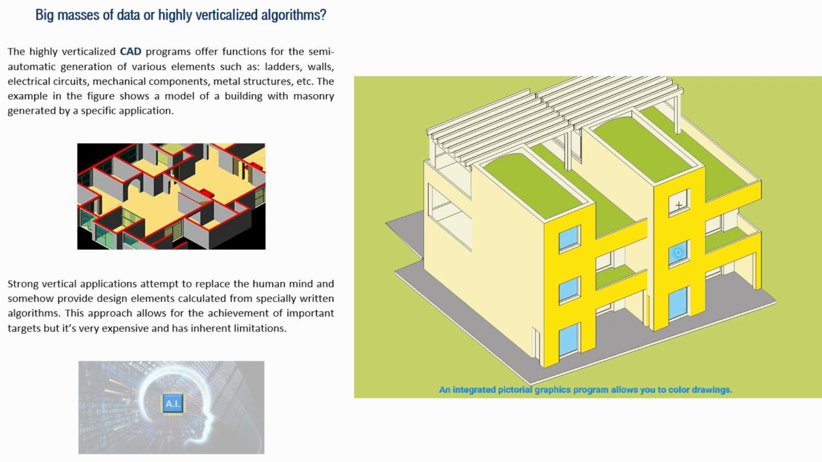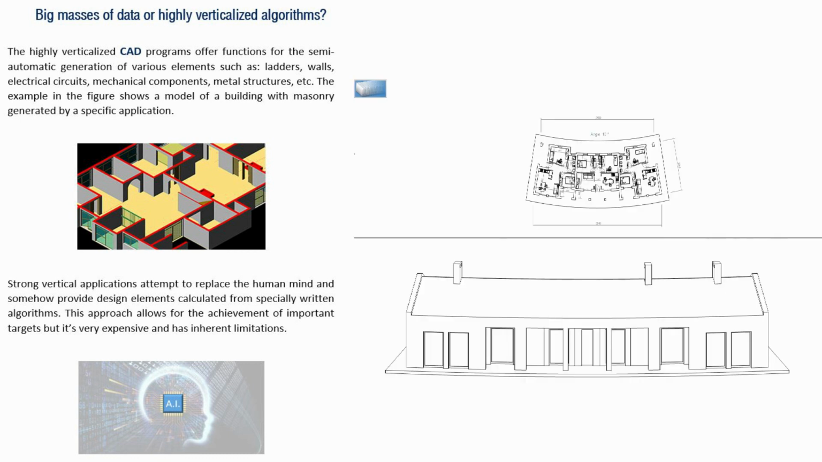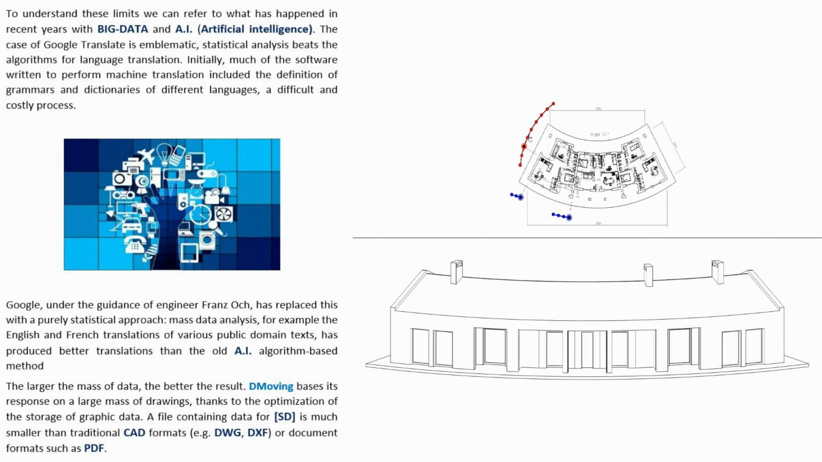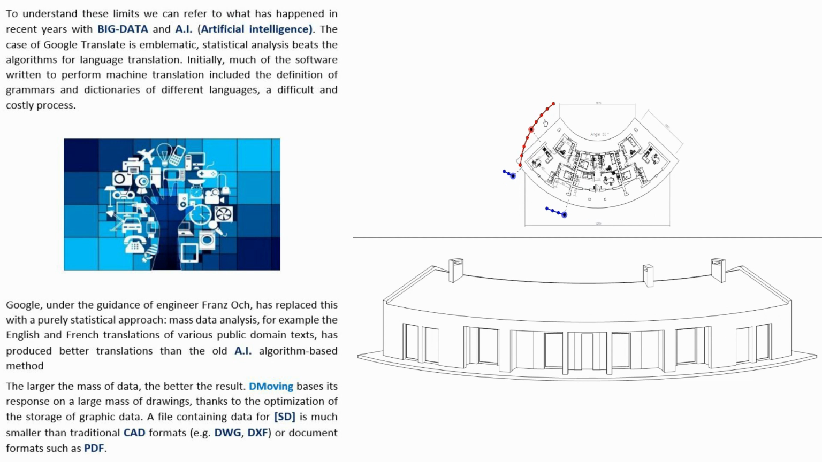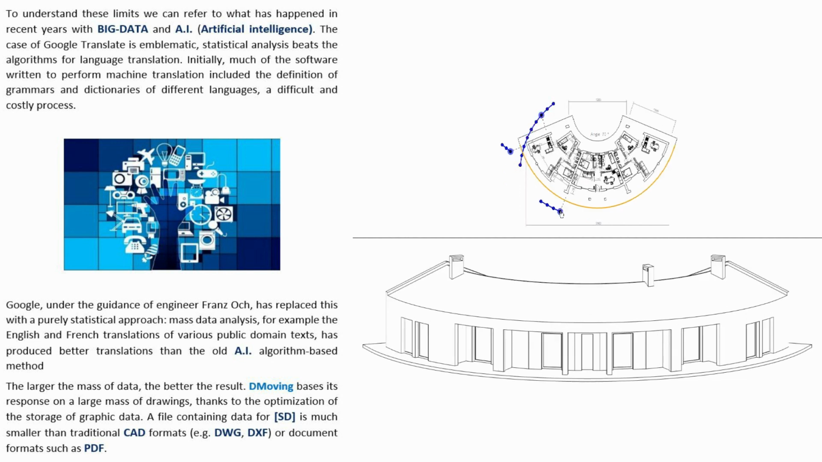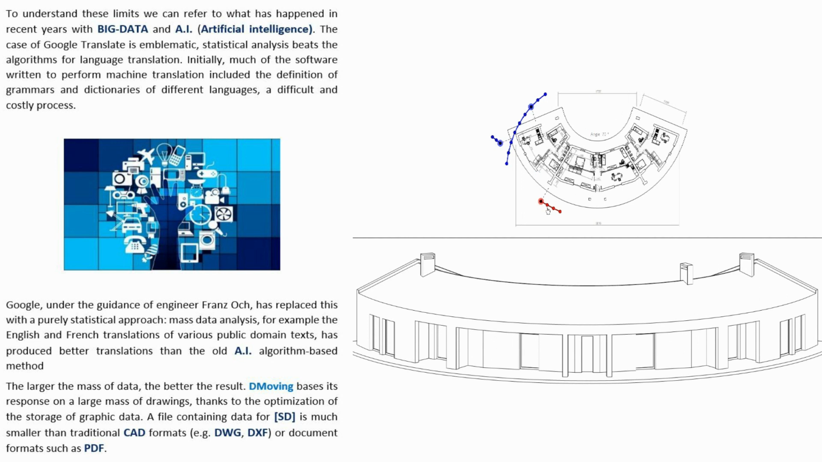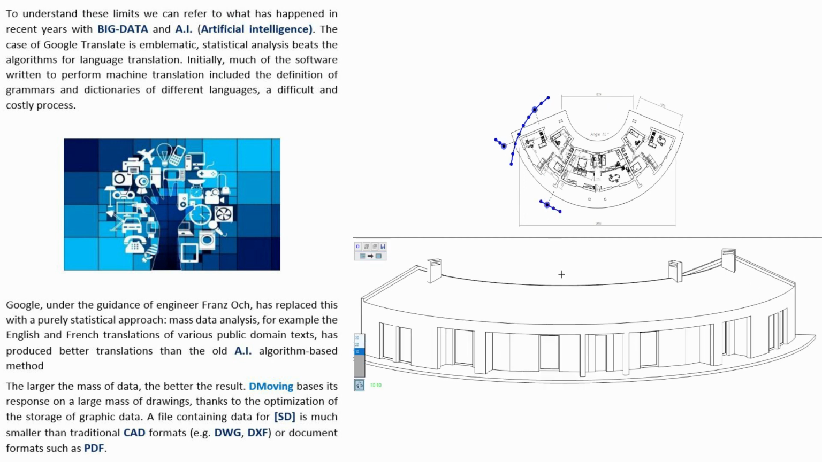Strong vertical applications attempt to replace the human mind and somehow provide design elements calculated from specially written algorithms. This approach allows for the achievement of important targets, but it's very expensive and has inherent limitations. To understand these limits, we can refer to what has happened in recent years with big data and AI. Artificial intelligence. The case of Google Translate is emblematic.